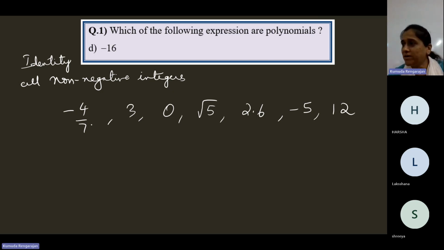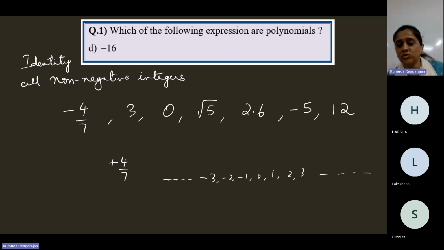Is minus 4 by 7 a non-negative integer? What about plus 4 by 7? No. 4 by 7 is not an integer. What are integers? Minus 3, minus 2, minus 1, 0, 1, 2, 3. It goes on endlessly. These numbers form the collection of integers. Where is 4 by 7 in this list?